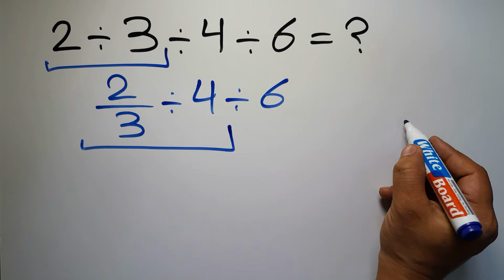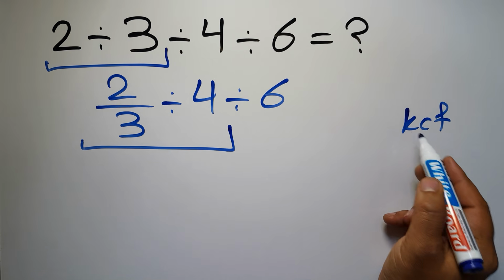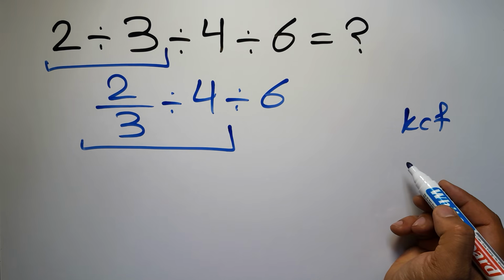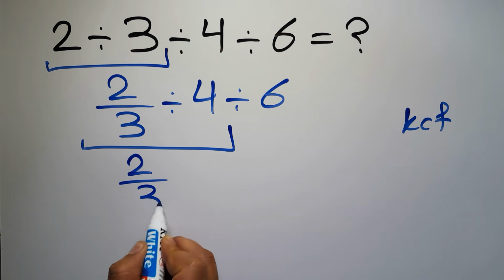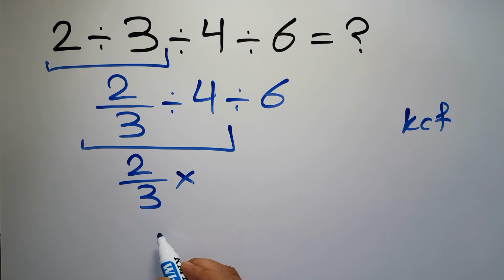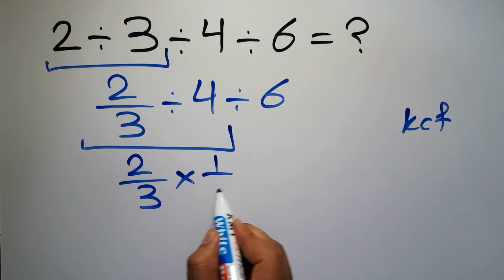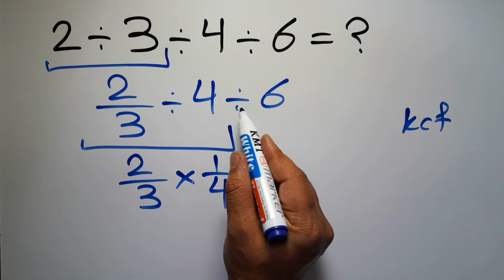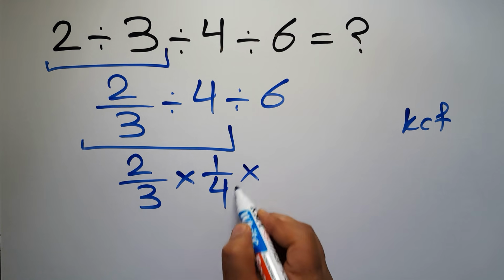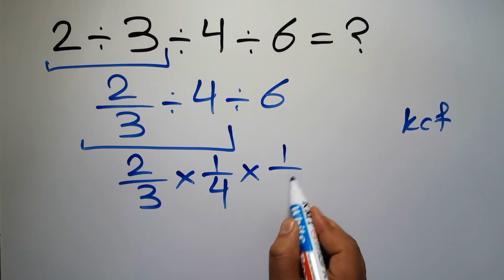According to the KCF rule, K stands for keep, C stands for change, and F stands for flip. We can write: keep the first fraction, change division to multiplication, and flip the second fraction. And again here we can apply the KCF rule. Okay, so change division to multiplication and flip the second fraction.